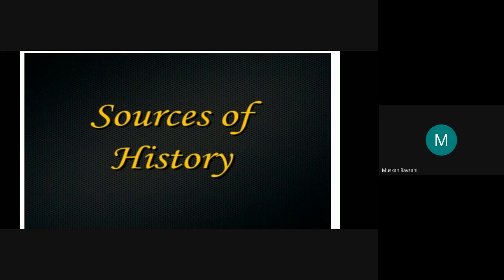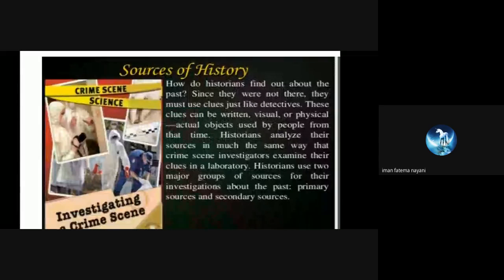So, sources of history. We had already seen this, right? That is how the historians find out about the past since they were not there. Since they were not there, they must use clues. What do they must have used? Different types of clues, just like how detectives do. Now these clues can be sometimes written, can be visual or physical, right? Actual physical objects.